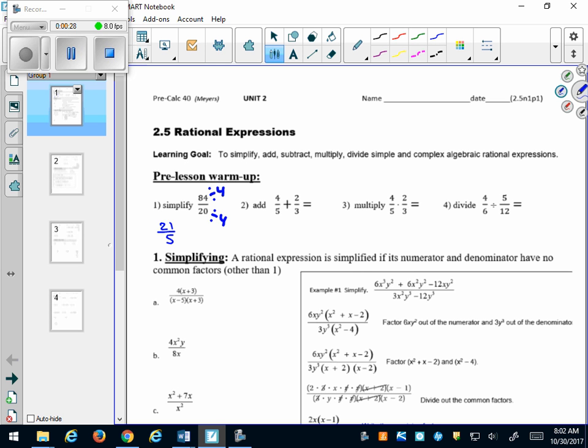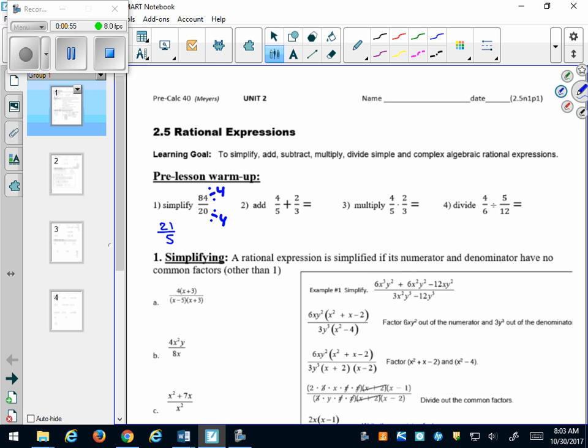Could it go any further? Why can't it go any further? Is it because they don't have a greatest common factor? Actually, they don't have any common factors, right? Not a greatest common factor, but they don't have any. So you know it's as simple as it can be because there are no factors that are common to both 21 and 5. So it's done, right? It's as simplified as it can be.